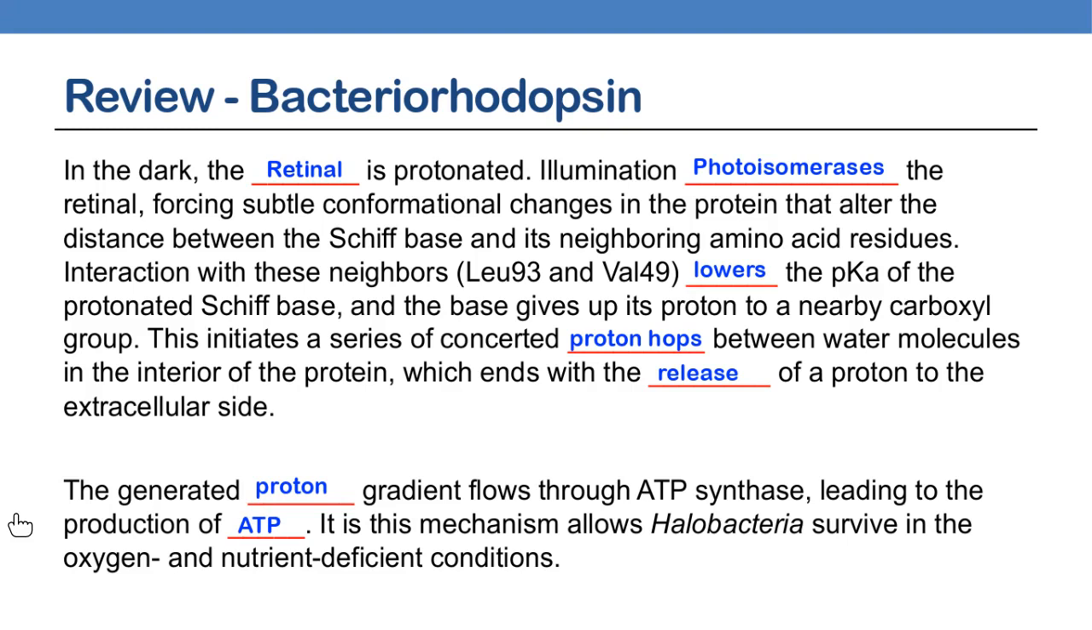Someone says photoisomerase is light-induced isomerization, right? Yes. So when there's light shone on it, you get that trans to cis conformation. Someone says, can you repeat how bacteriorhodopsin moves protons against the concentration gradient? It's not the gradient that's pushing these protons down. You're getting the deprotonation of the Schiff base halfway through, and it's protonating the carboxyl that's towards the extracellular side. So this deprotonation is what induces those proton hops in that direction.